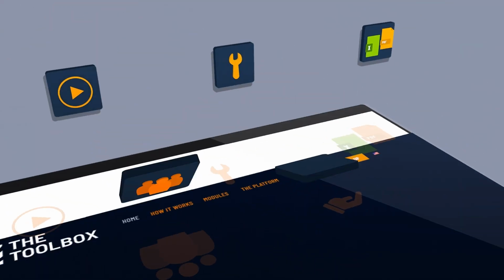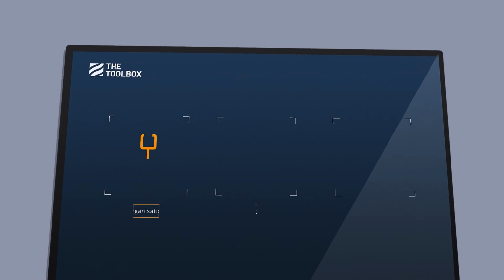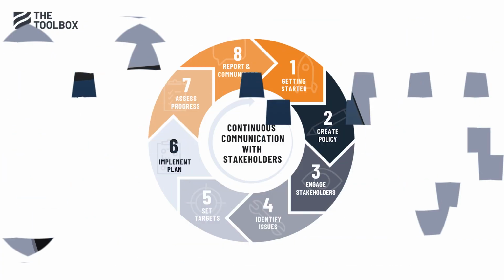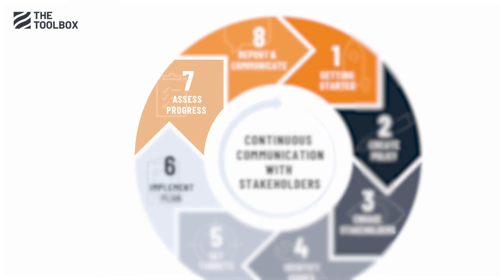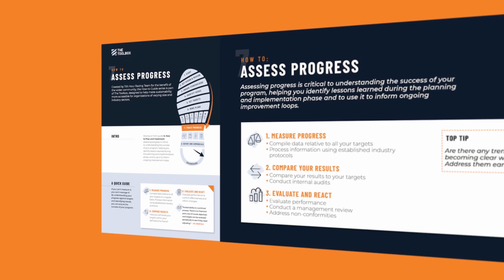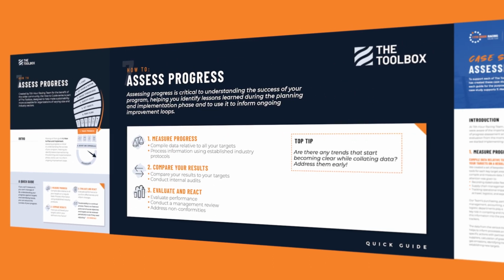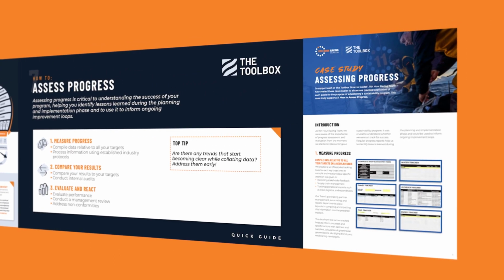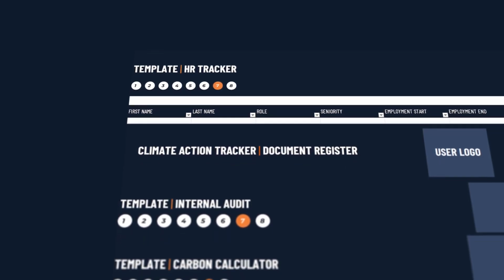The Toolbox is an 8-step process to help anyone implement a sustainability strategy within their organisation, no matter the size or sector. In this video, we'll be taking you through all the resources in Step 7 of the Toolbox methodology. The assets contained within Step 7 include the how-to guide, the quick guide, the case studies, and 11 tracker templates to contribute to effective and credible reporting.